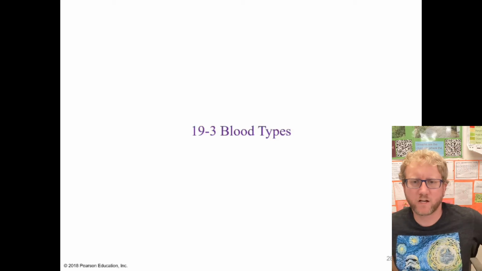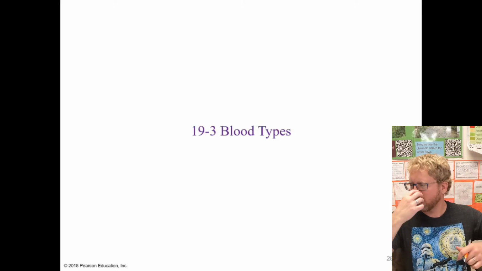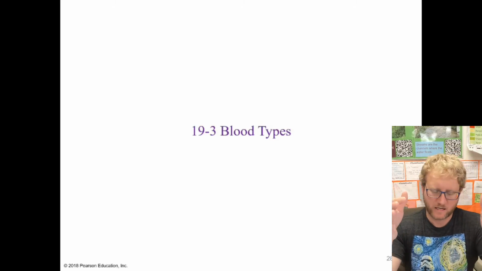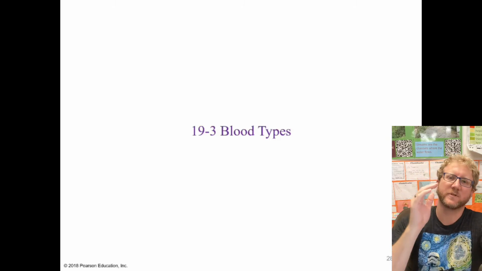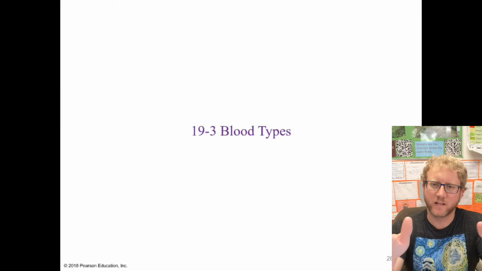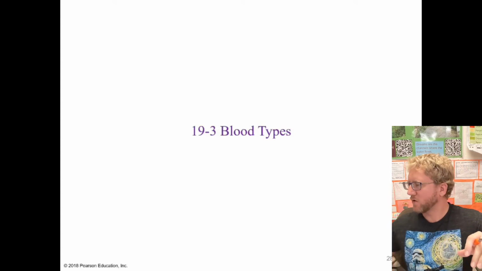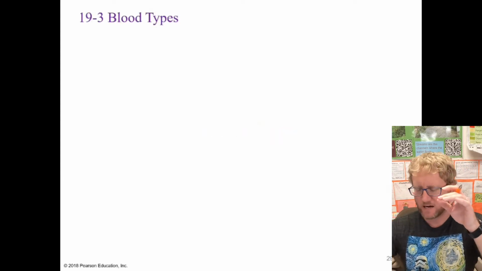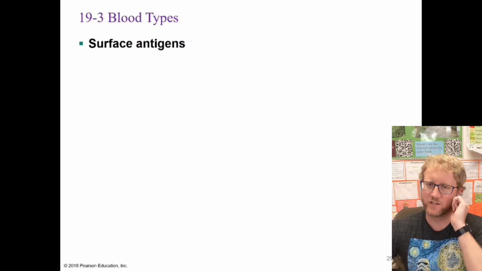All right, here we are, ladies and gentlemen. Once again, let's keep talking about blood, and we'll pick up with blood types, where we left off from the last video. So blood types are determined by surface antigens.